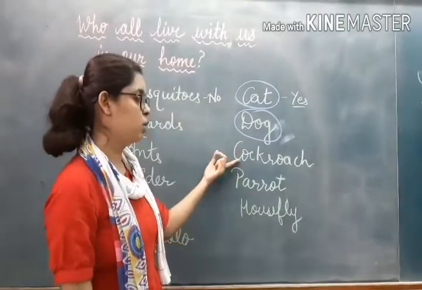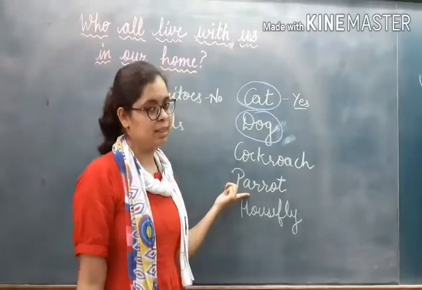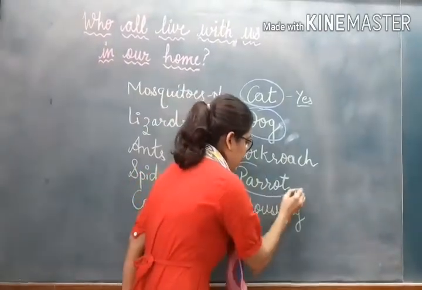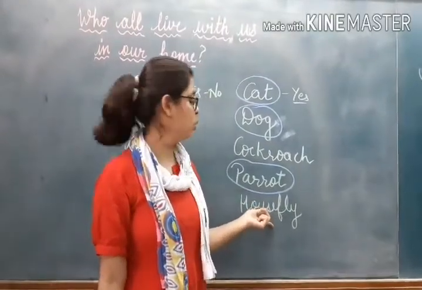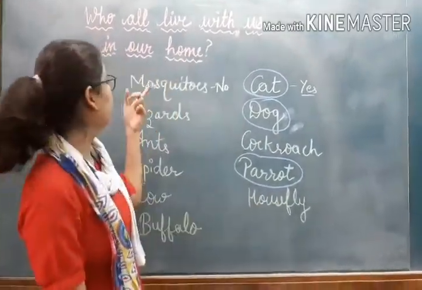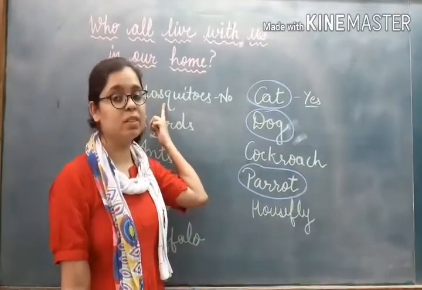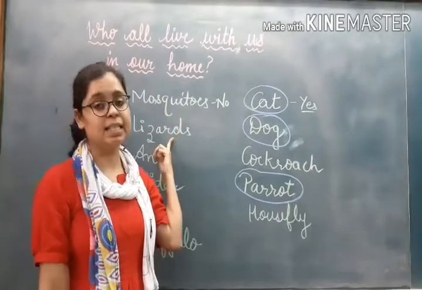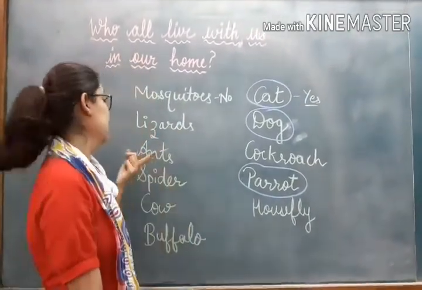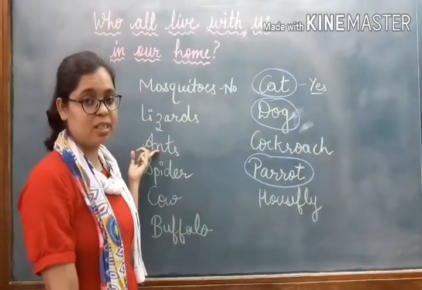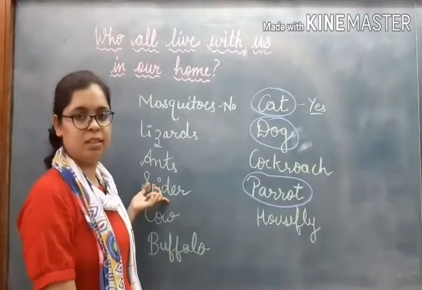Next is cockroach. No, we do not want a cockroach in our house. Parrot, yes, we can keep a parrot in our home, right? A housefly, no, we do not want a housefly. Next is mosquito. Do you want mosquitoes in your house? No, we do not want mosquitoes in our house. Next is lizards, chipkali. Do you want lizards to stay with you? No. Ants, do you want ants to stay with you? No. Spider? No.